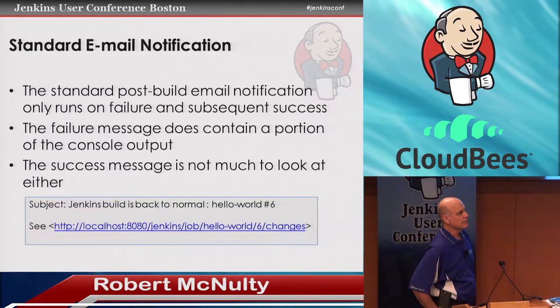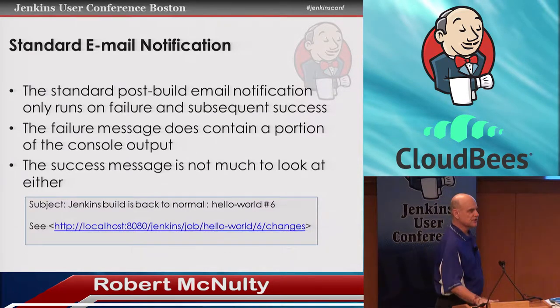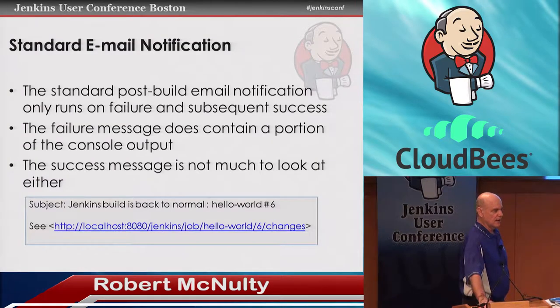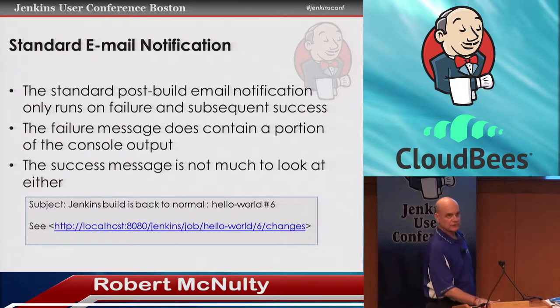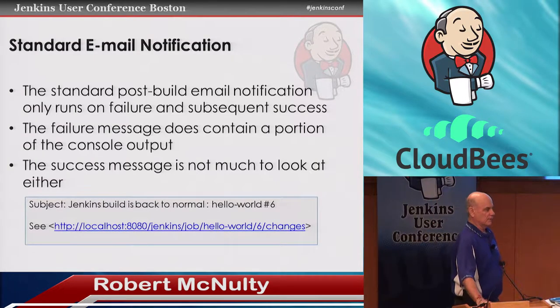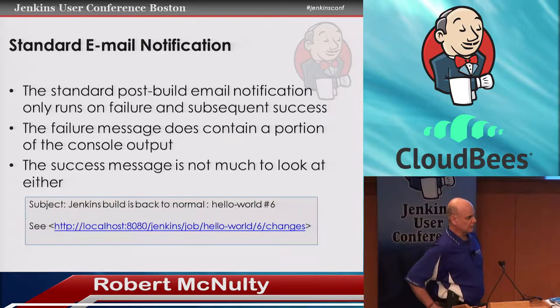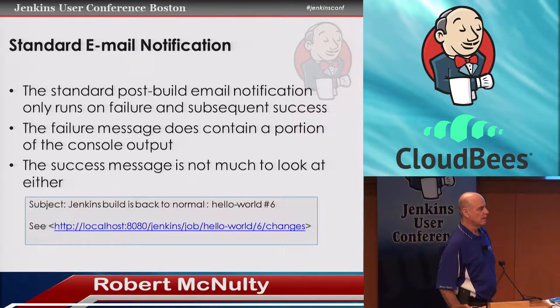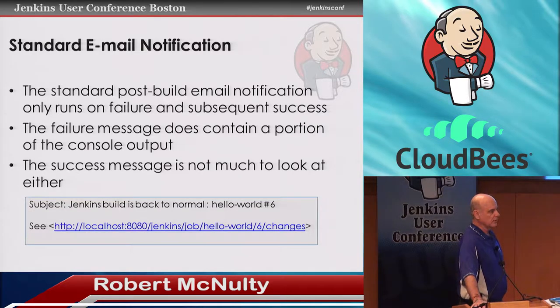If you're using the out-of-the-box Jenkins email notification, it really only runs on failures. That's not necessarily a bad thing, but it doesn't give you any status, or a subsequent success if you fix the problem. The failure message contains a portion of the console output, really the failure part, but it looks like a stack trace. So project managers aren't going to want to read that either. The success message isn't much to look at.